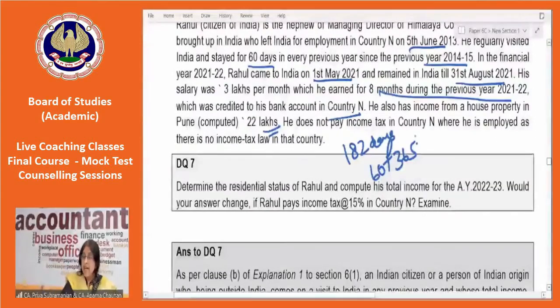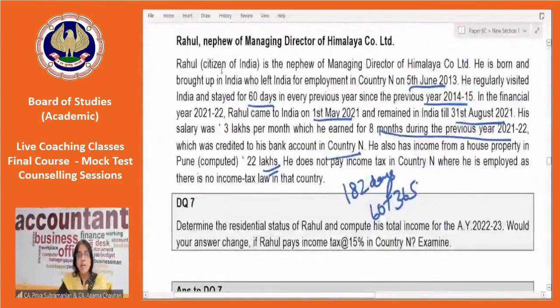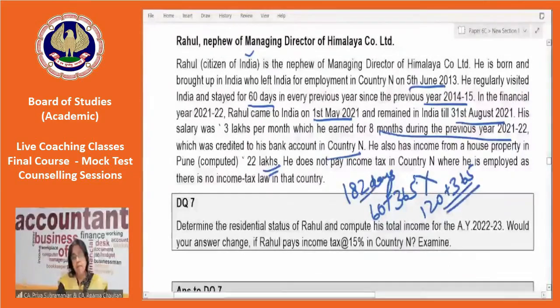But in case of an individual who is born and brought up in India and left for employment, he's a citizen of India, that is also excluded. In case of a citizen of India or a person of Indian origin living outside India who comes on a visit to India, then the 60-365 condition will not apply in the same form. Instead of that, 120 plus 365 days conditions will apply. So it's either 182 days, or 120 plus 365 days.